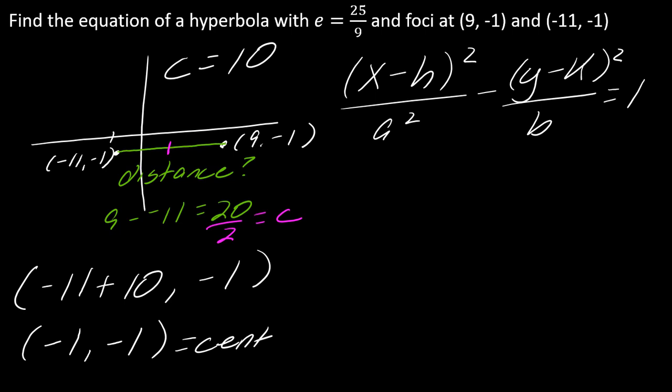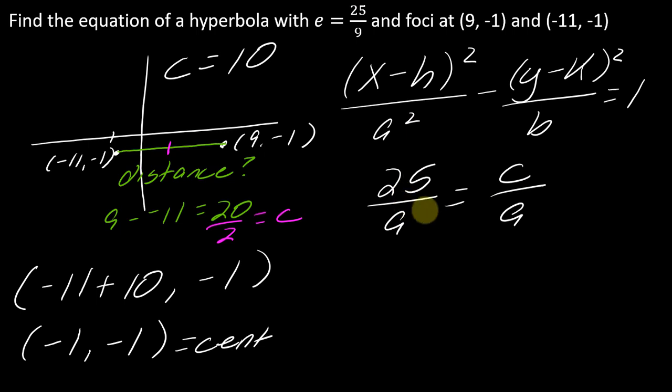Okay, so that's really good. I figured that out. I also figured out C in this. So now I can bring that in with my eccentricity. Eccentricity is normally calculated as C over A. And we know that this equals 25 over 9. But now we know something a little bit more specific about C. We just figured out that C is 10.